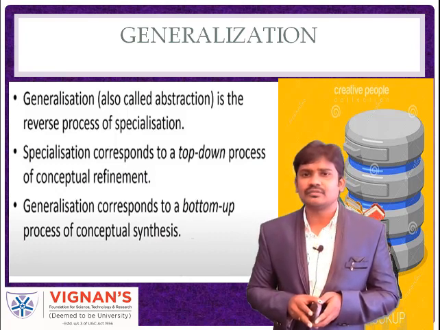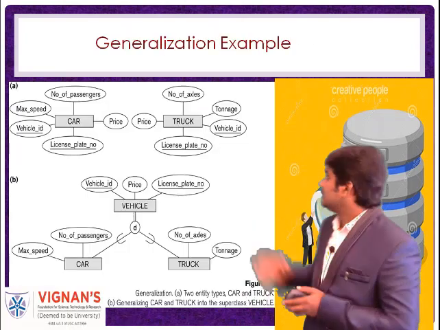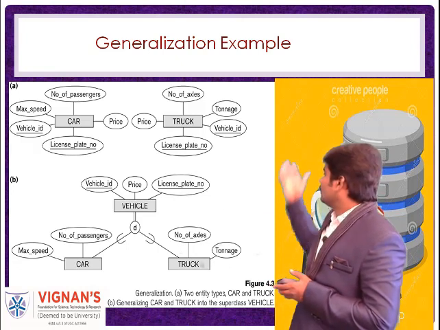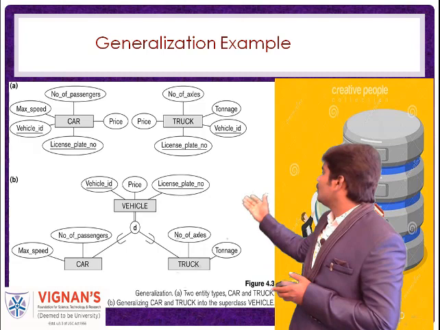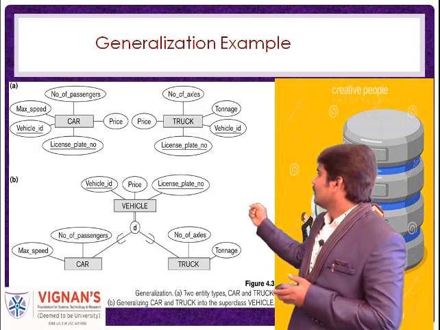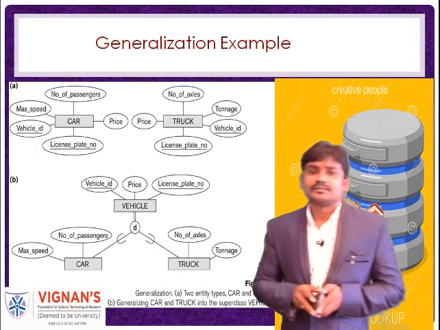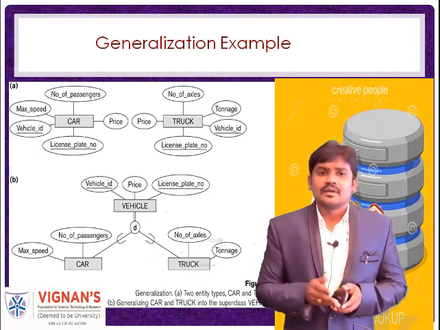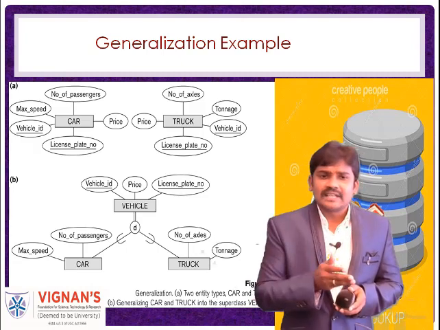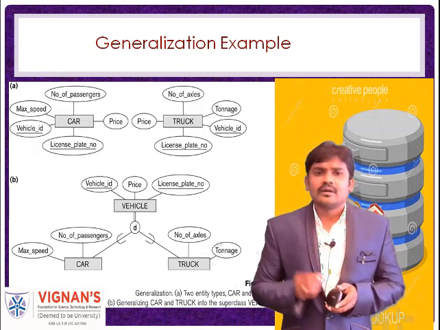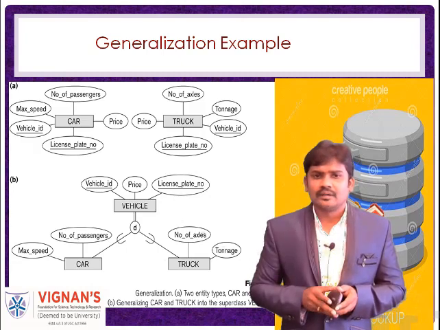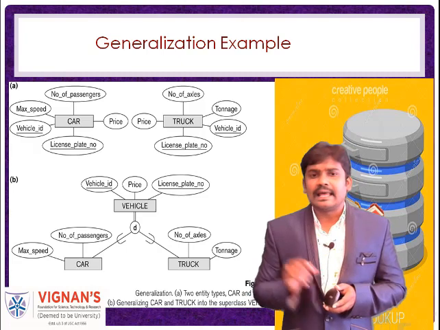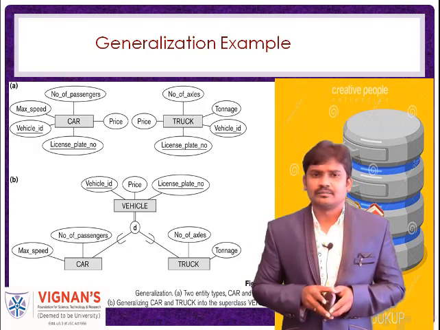Now, see the example of generalization. Here, the car and truck are the two entities. Now, the car and truck are generalized to vehicle. Okay. Here, the vehicle is connected to the subclasses car and truck with disjoint total. In coming slides, I will give clarity on disjoint total and disjoint partial.